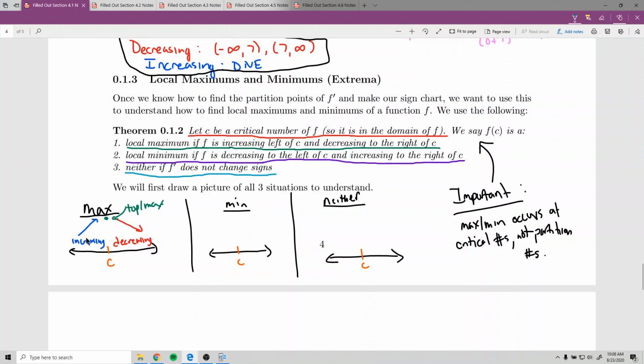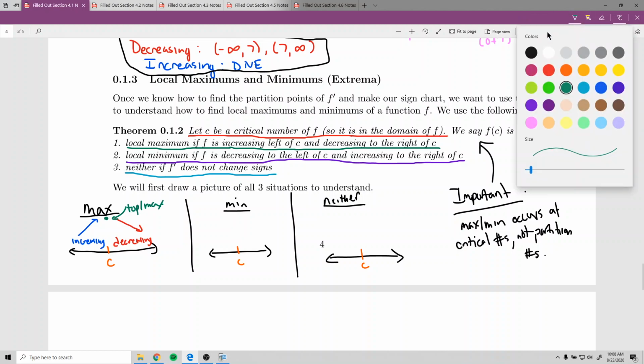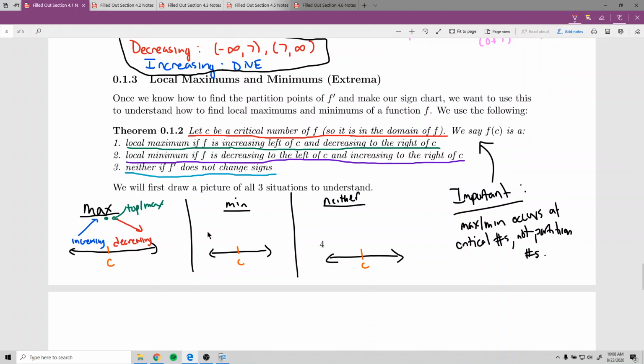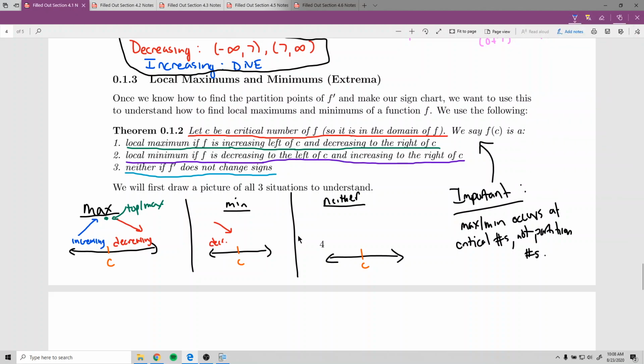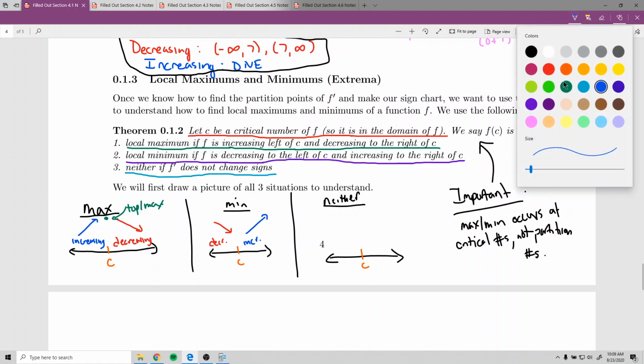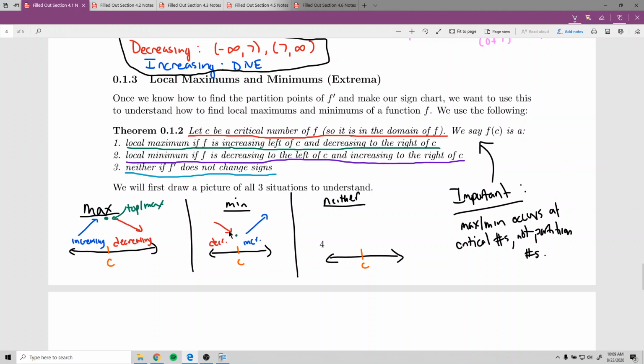Right, so if you're switching from increasing to decreasing, it's going to be a maximum as long as you've got a critical number. Minimum, you do it the same way. If we're decreasing to the left, which means it's going down as we move to the right, and then to the right, it's increasing, which means we move up as we move to the right, then you're at the bottom of the valley and you're at the minimum.